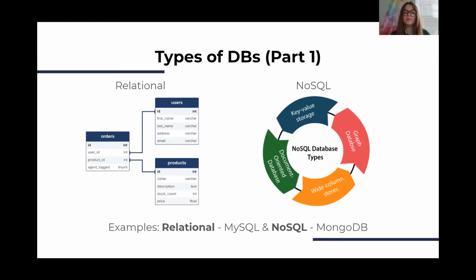And then you have wide column stores. This is like a relational database, but instead of storing data in rows, you'll store it in large columns. And then a document-oriented database stores, like we talked about in the API lecture, JSON. An example of a NoSQL database is MongoDB.